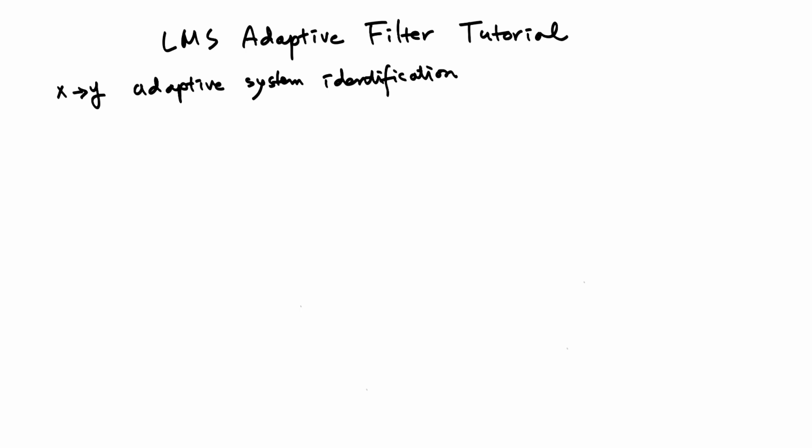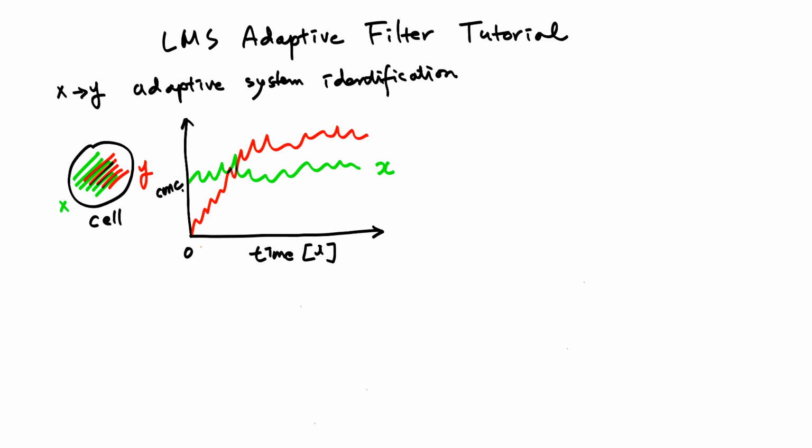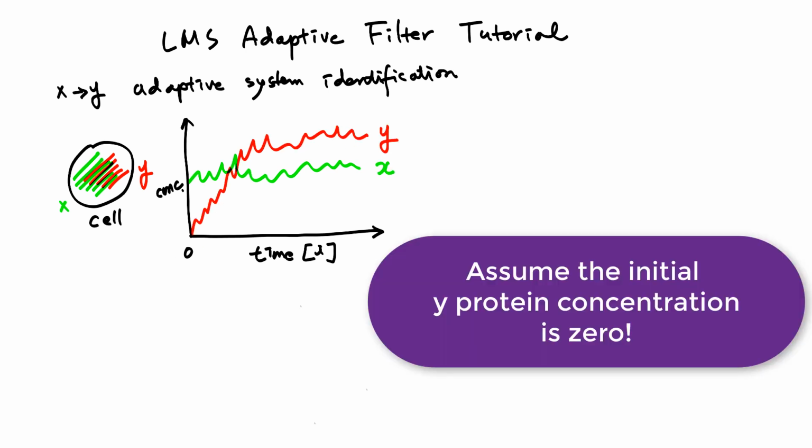In this tutorial, we're going to see how the LMS adaptive filter can be used for the adaptive system identification of a simple two-gene regulatory network, X activates Y. So here we have a cell and there are two proteins, X and protein Y. We measure protein concentration over time, and this is concentration. You may have X here like this. Y will increase and reach a steady state.